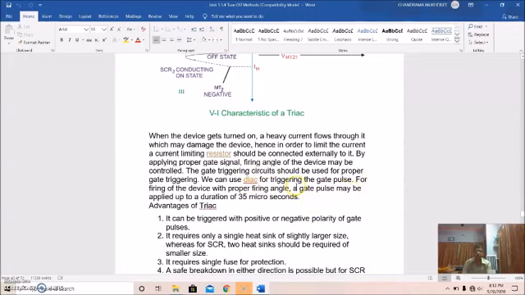So by applying proper gate signal, the firing angle of the device will be controlled. The gate triggering circuit should be used for proper gate triggering. You can use a DIAC for triggering the gate pulse for firing the device with proper firing angle. Gate pulse may be applied up to a duration of 35 microseconds.